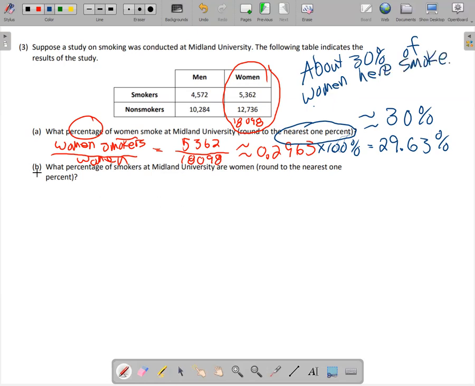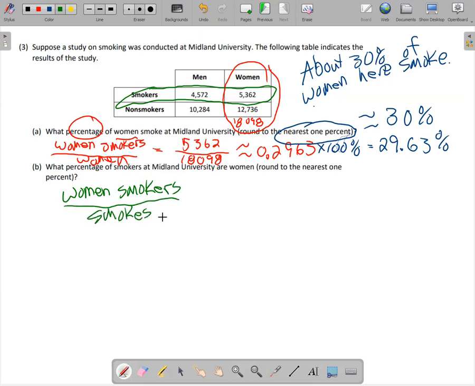All right, next one wants to find out what is the percentage of smokers at Midland University who are women. So there we've got to focus on just the smokers. So we got to figure out how many total smokers there are. So we want to know, of all the smokers, what percent are women? We need this calculation for the next part. So we know there's 5,362 women smokers. How many smokers are there?